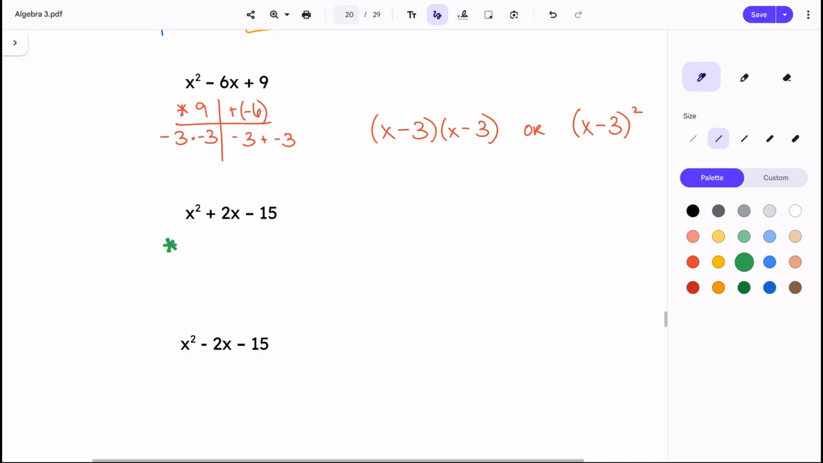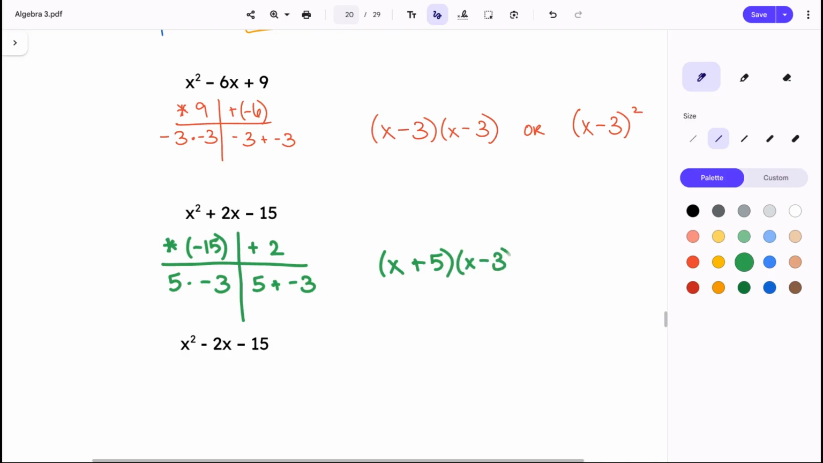For the next one, I would multiply to a -15 and I would add to a 2. So that'd be 5 times -3, 5 plus -3. So we'd have x plus 5, x minus 3. And the last one, I would multiply to a -15 and add to a -2. So it's going to be very similar to the last one, except our signs are going to flip.